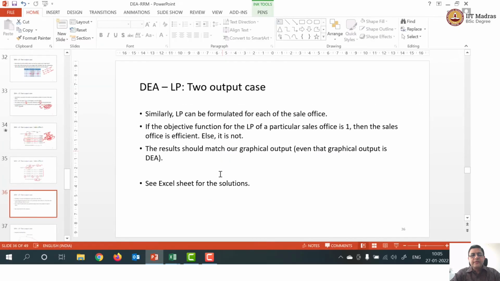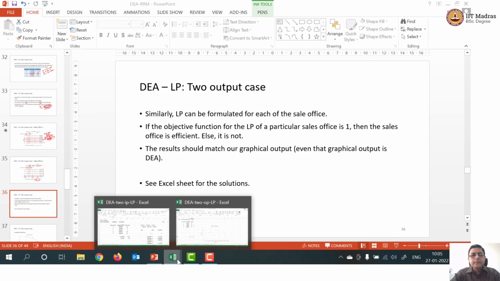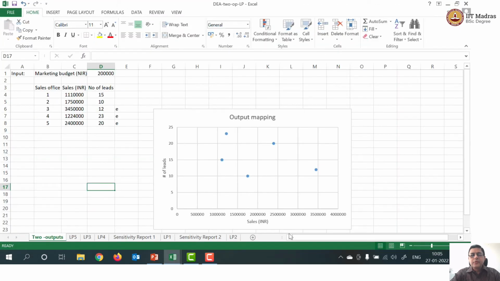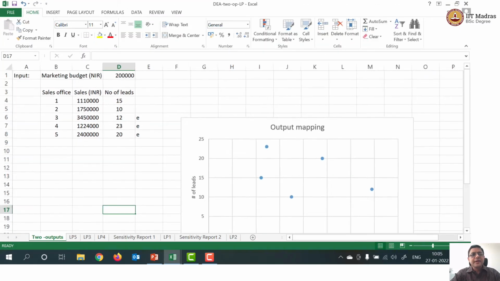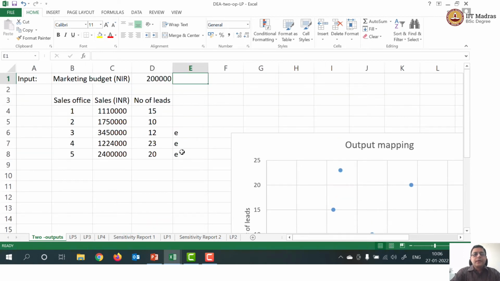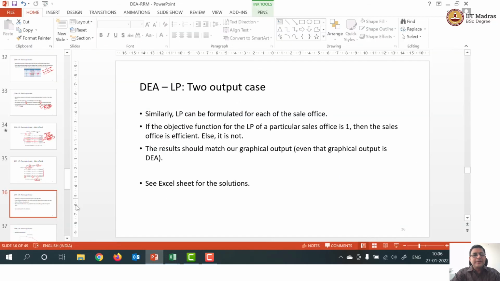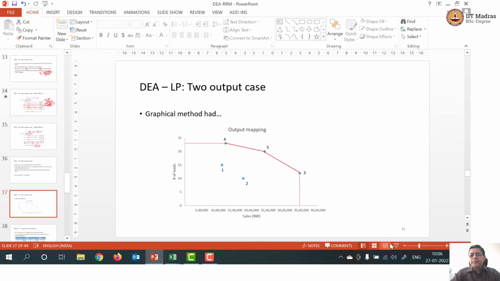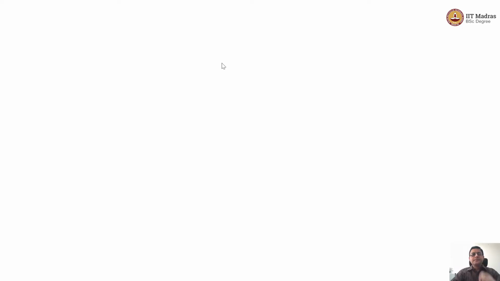Let us go to the Excel sheet. This is the Excel sheet. This is the data for the two output scenarios. The two outputs were sales and number of leads. Let us go the other way actually. This was our graphical output, if you recall.